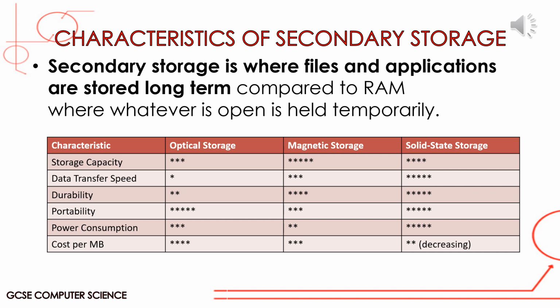There are three types of secondary storage that we need to know: optical, magnetic, and solid state. Each of these you would decide which to use based on some characteristics. And the characteristics are the capacity, the speed, durability, reliability, how much power they use, and how much it costs per megabyte of storage. You can see here with some star ratings which ones are better than others.